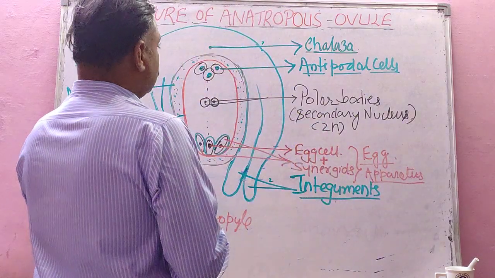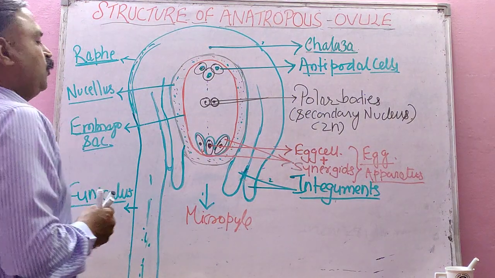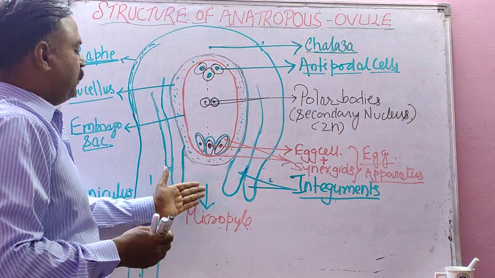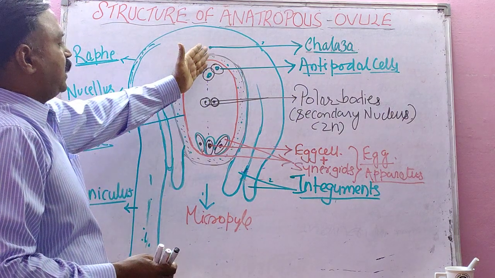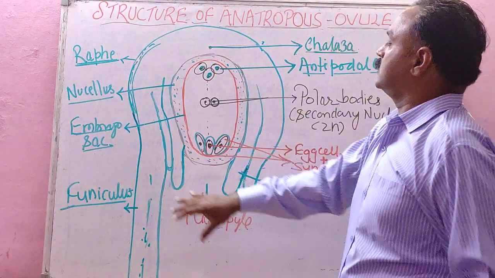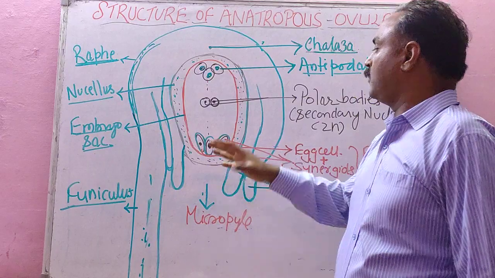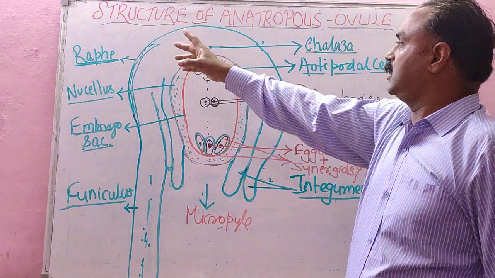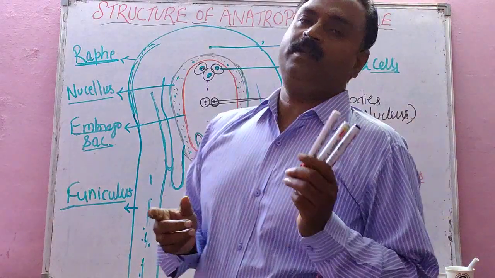So these are the main structures of anatropous ovule, in which the micropyle bends toward the funiculus, and micropyle and chalaza lie in the same axis, isn't it? So this structure is asked in your class 12th board exam for 3 marks. That is, draw a well-labeled diagram of anatropous ovule in angiosperm.